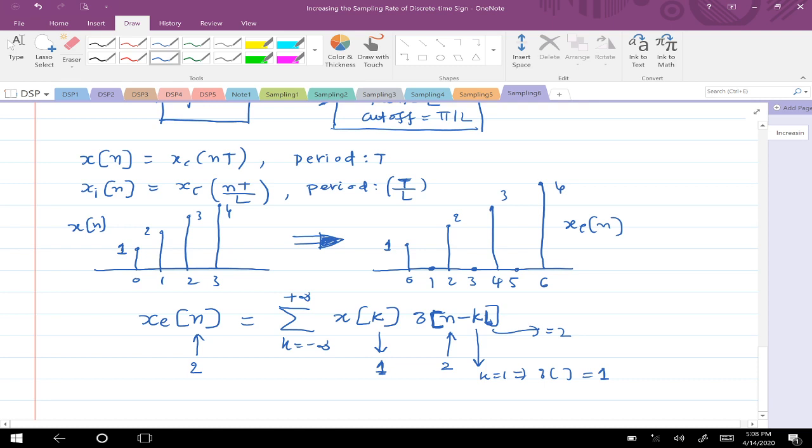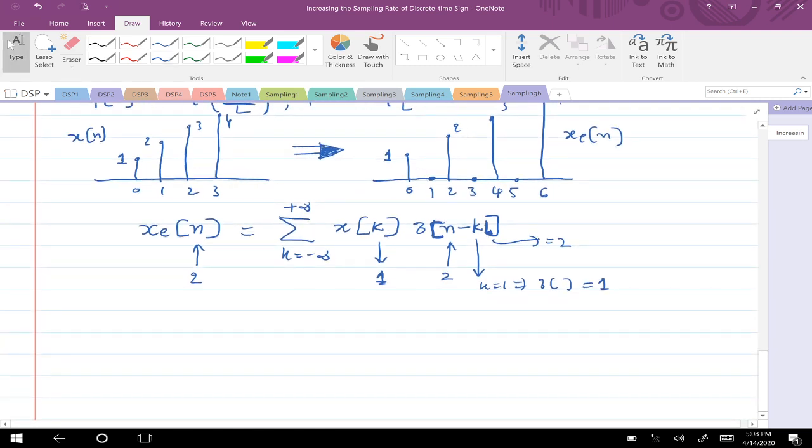Now suppose you are looking at n equal to 1, there is no way that this delta of n minus kL is non-zero, so this kL can take values of 0, 2, 4, 6, 8 and so on. So it can never take a value of n. So at 1 this is going to be equal to 0. So this is a very, very important expression required for the rest of the analysis.